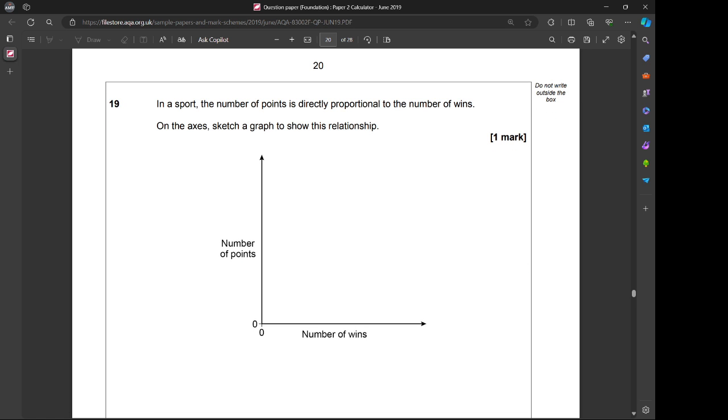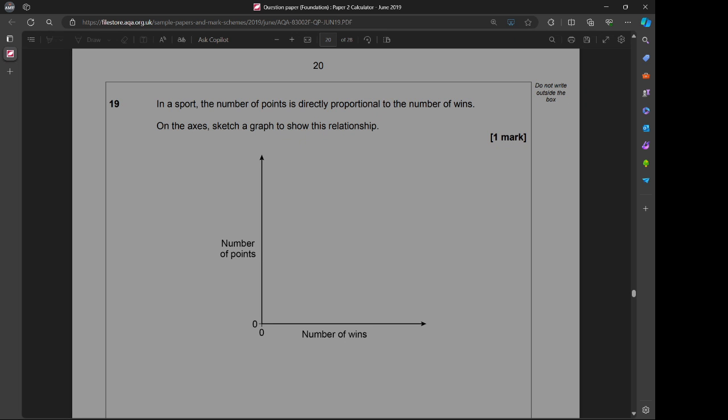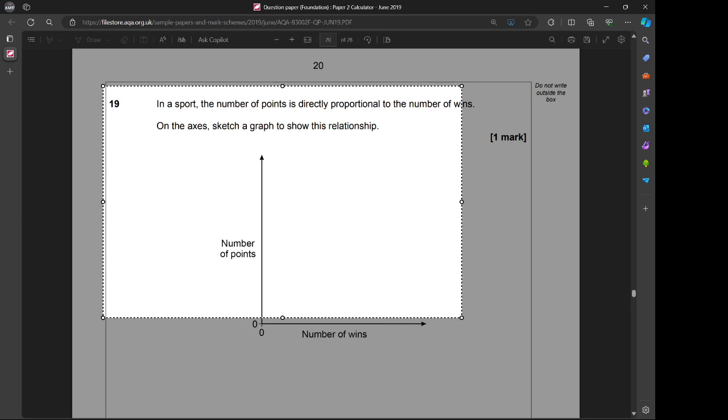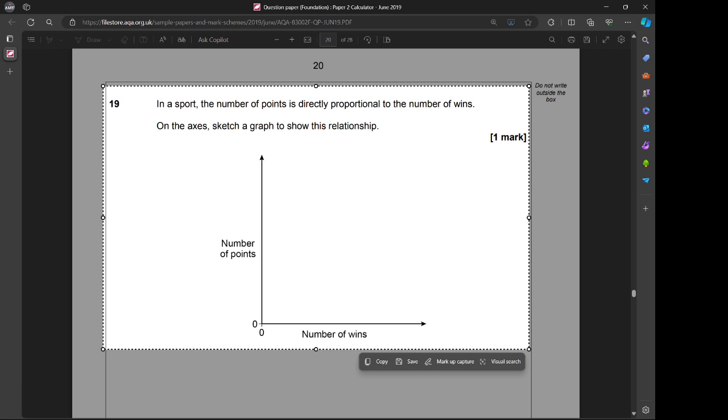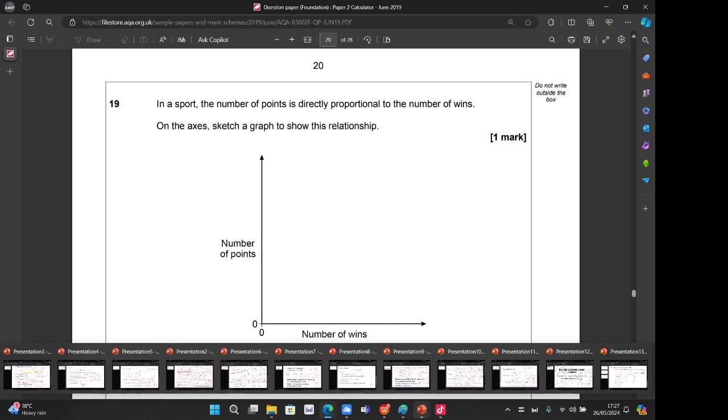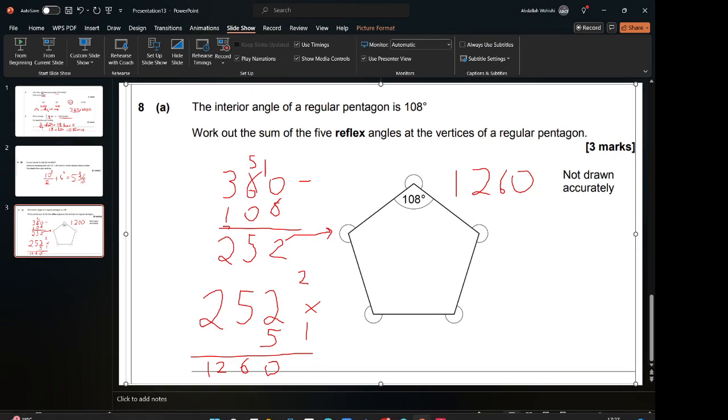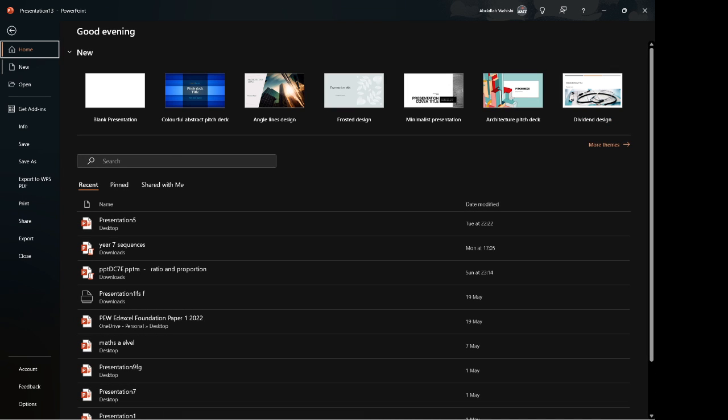Question 19. In a sport, the number of points is directly proportional to the number of wins. On the axes, draw a sketch. So this is looking at proportionality. All we do here, guys, is use the equation: W equals K times P. Let's do it actually on here, it might be a bit easier.